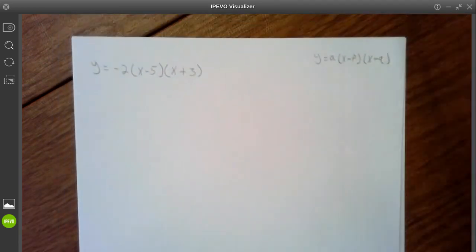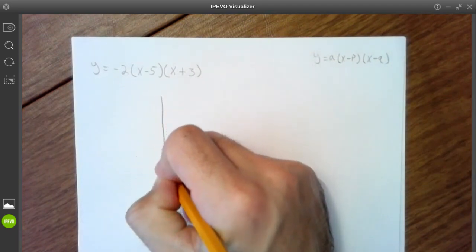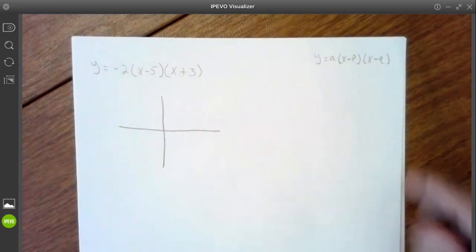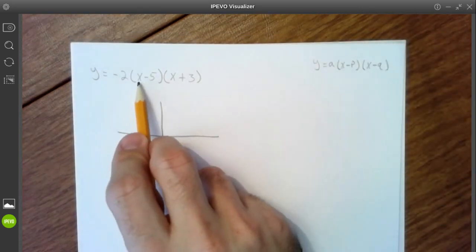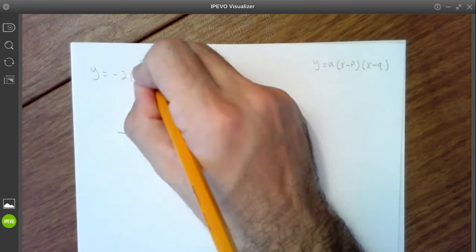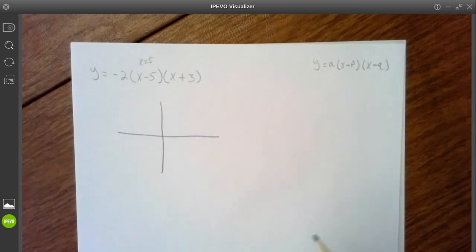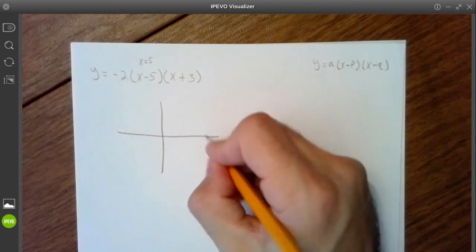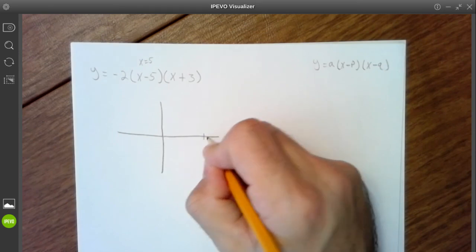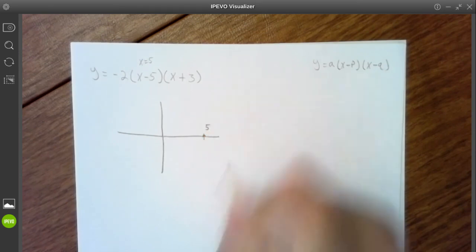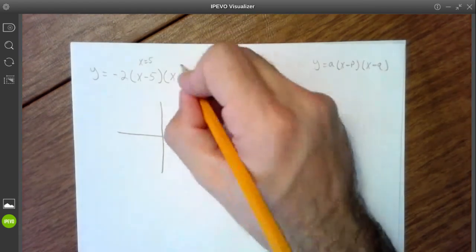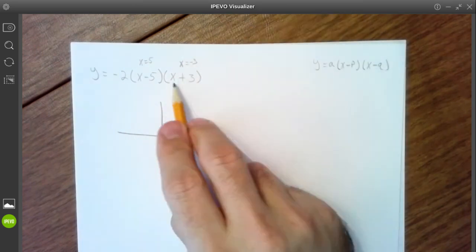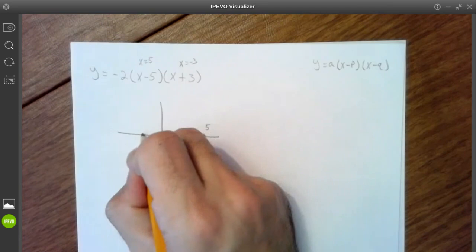All right, factored form. The advantage of factored form is that you get what the x-intercepts are. You get the x-intercepts immediately from factored form. If x minus 5 is a factor, that means that x equals 5 is an intercept. It's a root or a solution. So I know that this function is going to cross the x-axis here at positive 5. The other one is going to be at negative 3. If x plus 3 is a factor, negative 3 is an intercept.